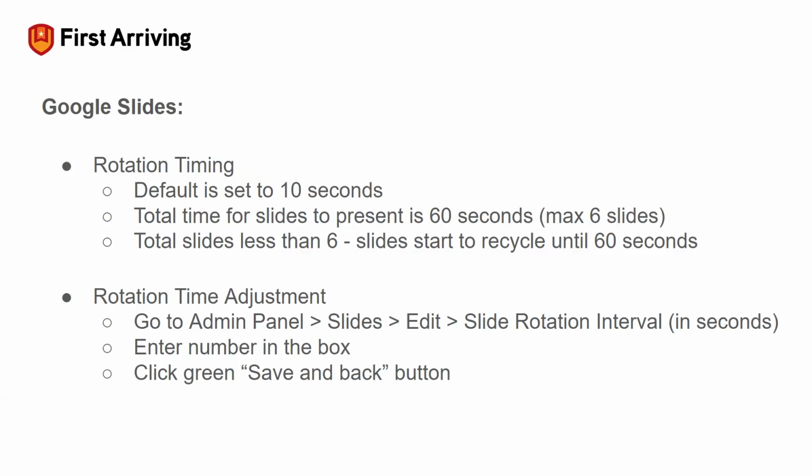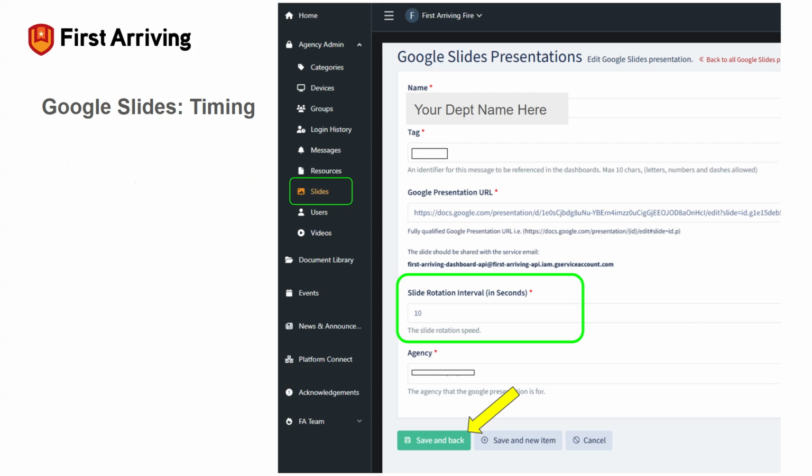To adjust the rotation time for the slides, simply go to the agency admin drop-down menu and select the slides, then go to edit. So click on the edit button, which is on the far right-hand side. Then on the list of slides, you'll go down and there's a section headered slide rotation interval in seconds. And you'll enter the number in that box where it'll currently say 10, unless somebody else has changed it prior. And you can modify that and then click the save and back button at the bottom.